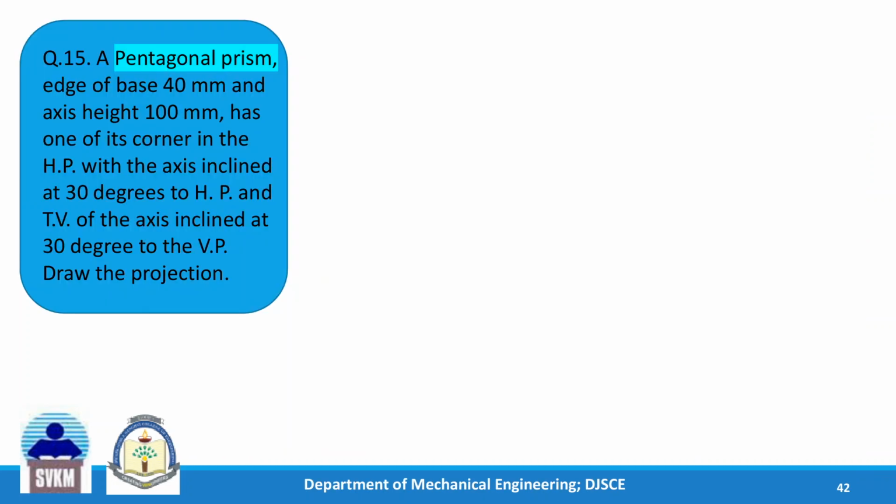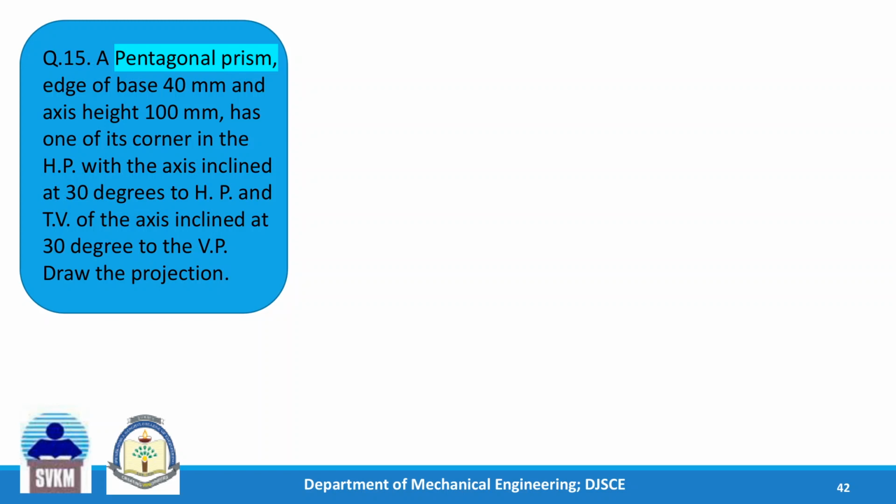Now let us see this sum. A pentagonal prism, edge of base 40 mm and axis height 100 mm, has one of its corners in the HP with the axis inclined at 30 degrees to HP, and top view of the axis inclined at 30 degrees to the VP. Draw the projections.